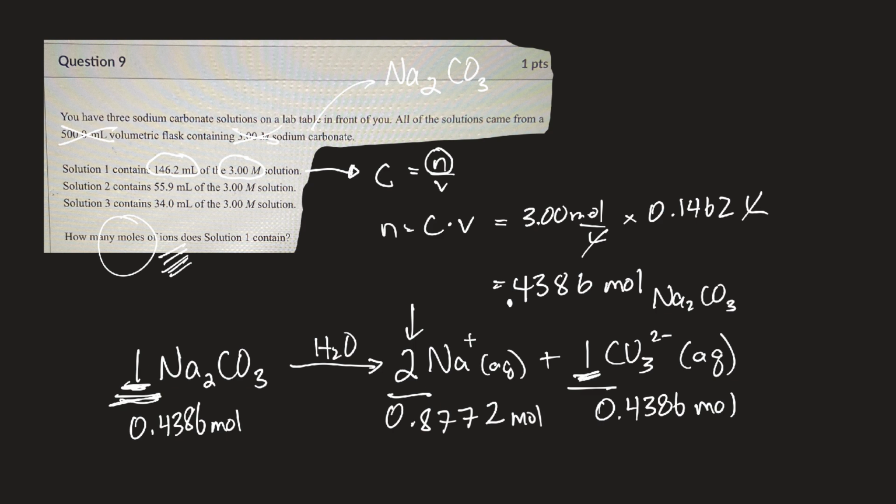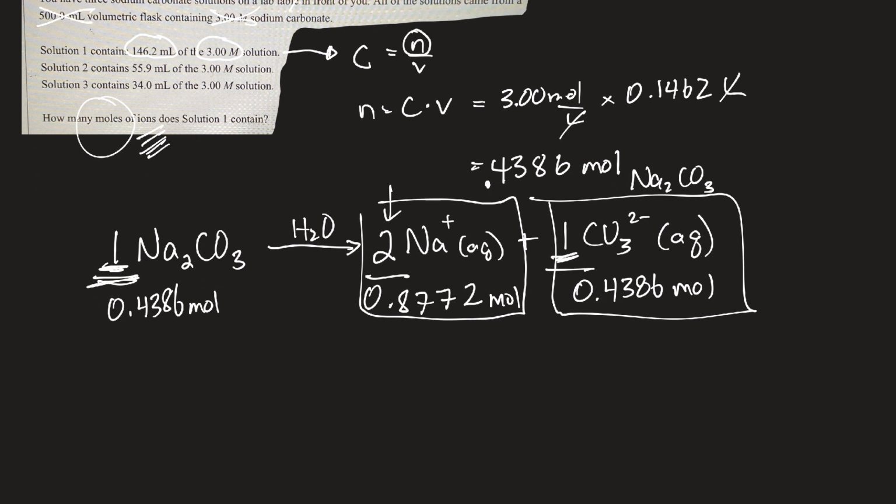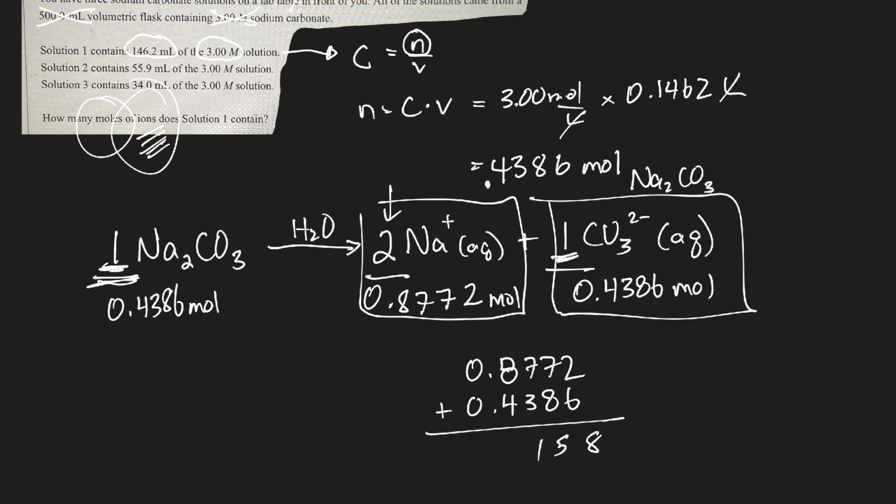So that's how many moles of sodium ions I have and how many moles of carbonate ions I have. However, they say how many moles of total ions do they have. So I'm going to have to add those two numbers. You can check it on your calculator. Add those, and I should round it to 3 sig figs, so it would be 1.32 moles.